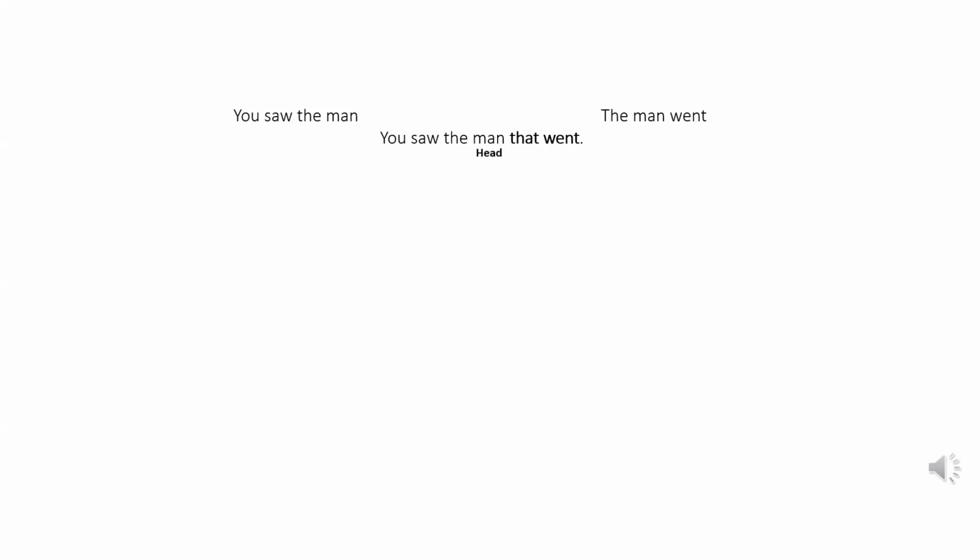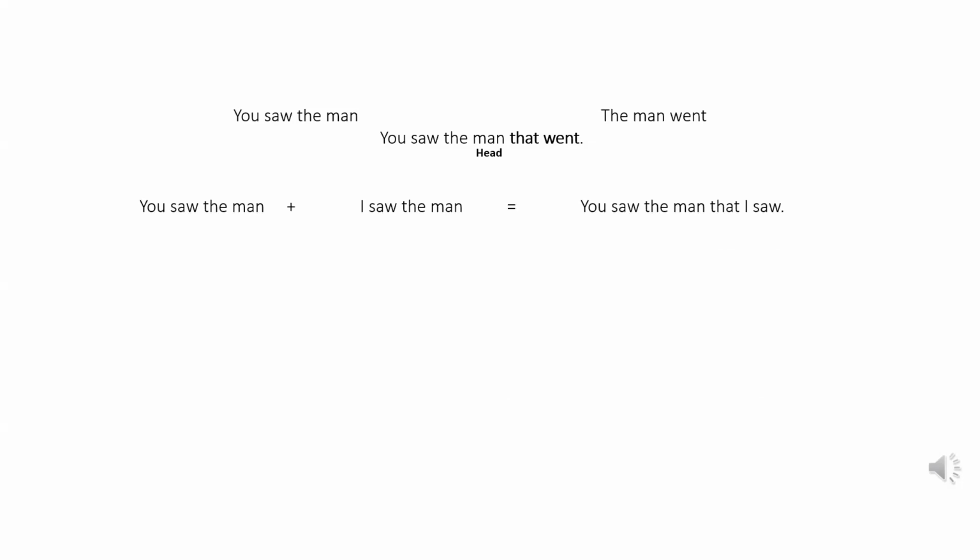It is possible to have both subjects and objects in the relative clause. For example, we can combine you saw the man with I saw the man to get you saw the man that I saw. Where is the relative clause in the sentence? What is the head of the relative clause here? The relative clause is that I saw. The head is again the noun man.